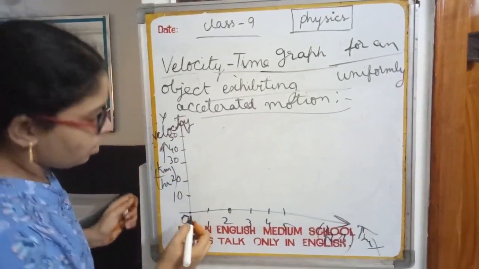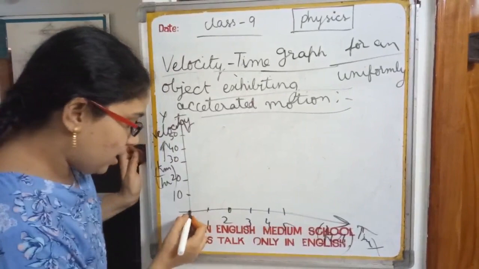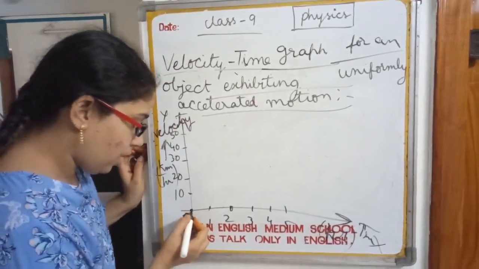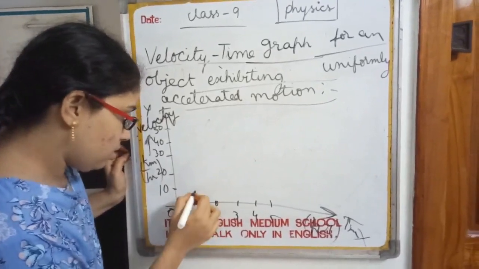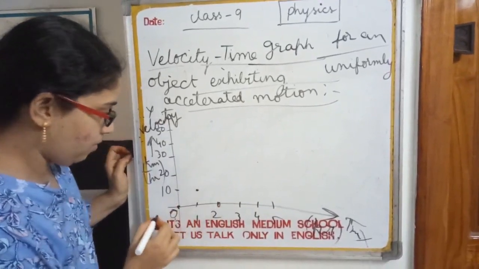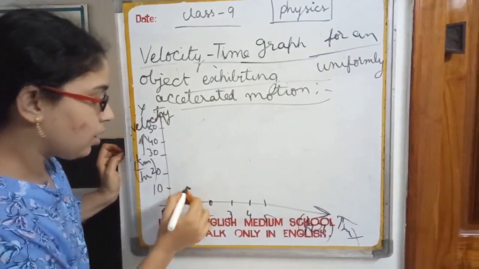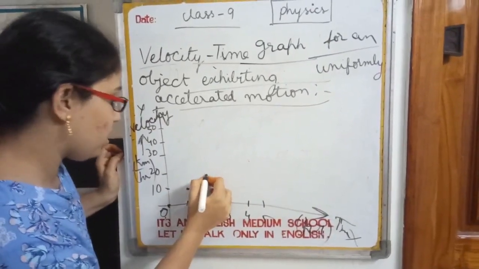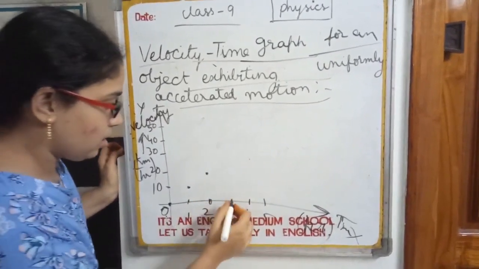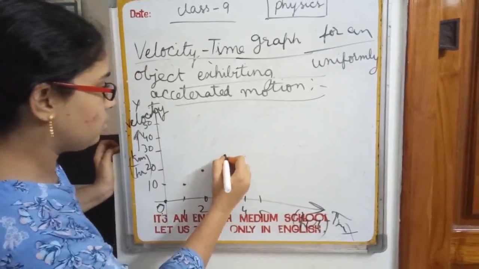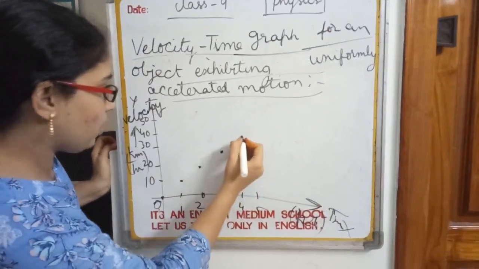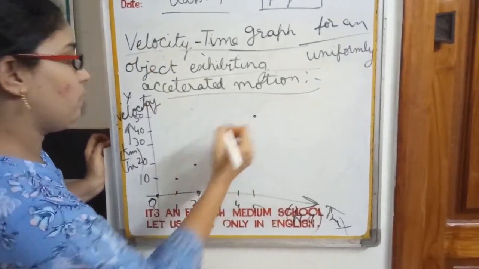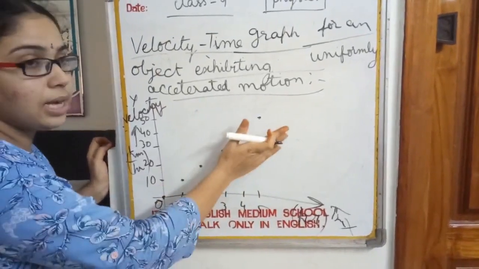So children, an object is at rest at 0 seconds, and at the end of the first hour it attains 10 kilometers per hour, and next at the end of the second hour 20 kilometers per hour, at the end of the third hour 30, at the end of the fourth hour 40, fifth hour 50, which means its velocity has increased.